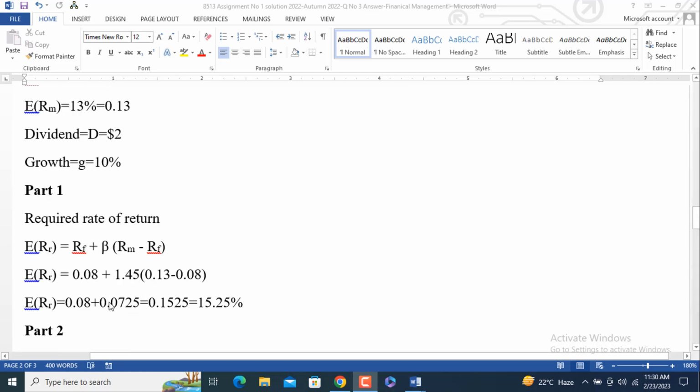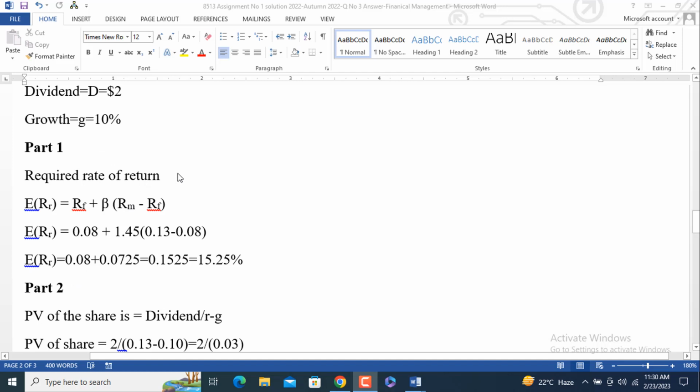So part 1: the required rate of return under the capital asset pricing model is the expected rate of return, which is equal to risk-free rate plus beta into return on market portfolio minus risk-free rate, which is equal to 0.08 plus 1.45, the value of the beta given in the question statement, parenthesis start 0.13 minus 0.08. And the expected return is equal to 0.08 plus 0.0725, which is equal to 0.1525, which is equal to 15.25%.